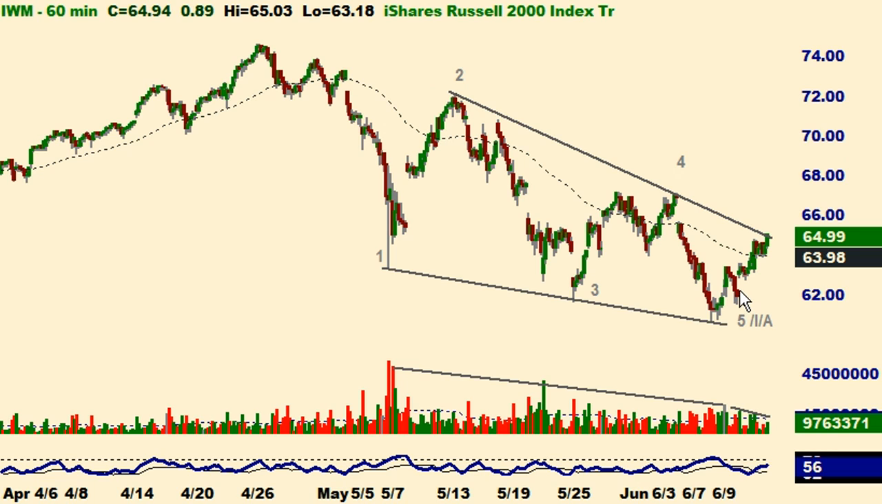At any rate, here's a shout out to Jack, and thanks for pointing out the possible wedge scenario in the Russell. Looking first of all at the iShares Russell 2000 index, which I think is a pretty good surrogate for the Russell, you get a fairly true reading of volume and so on.